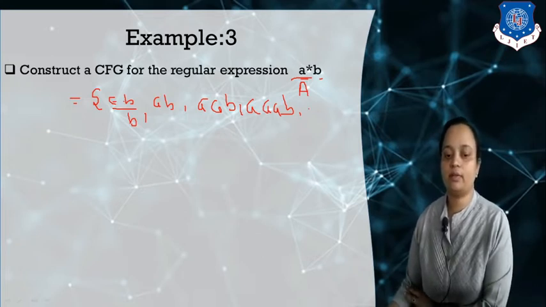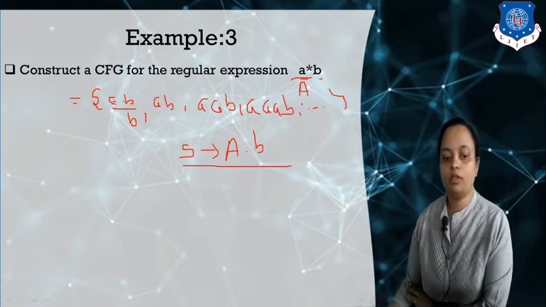Always remember this. For this kind of regular expression, what we are going to do is always assign a non-terminal symbol for the repeating term. So I have to write down the start symbol as derived. Always remember this is the first production: start symbol derives A dot B.